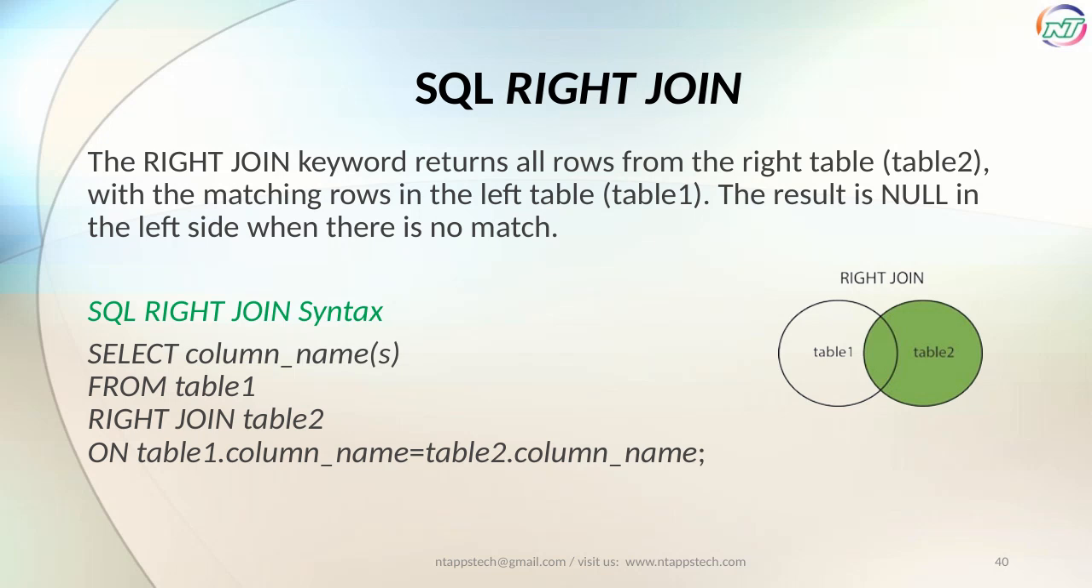The syntax involves selecting columns and specifying the right join between the two tables, using the on clause to match the columns. The Venn diagram here shows the full right circle highlighted, which represents all rows from the right table being included.